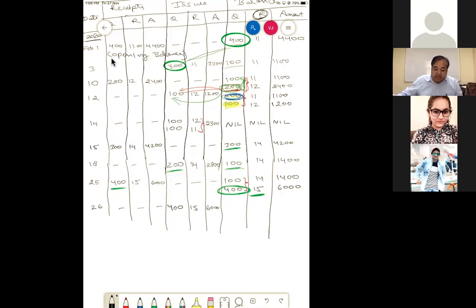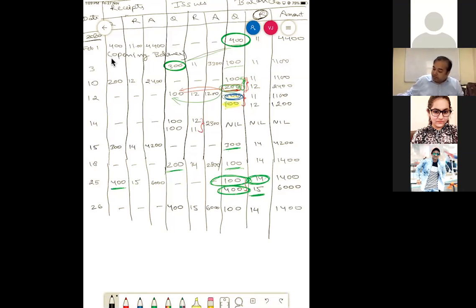Now the balance that is left is of 100. So write down 100. And the rate is of 14. So you write down 14. So it comes to 1400.